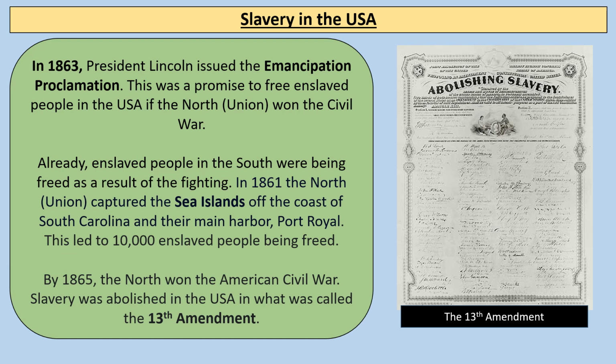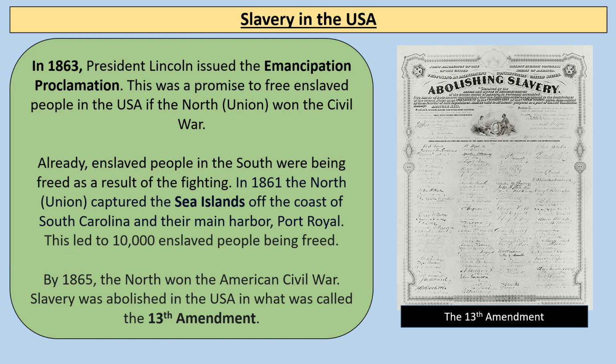For example, in 1861, the North captured the Sea Islands off the coast of South Carolina and the main harbor, which was called Port Royal, and that led to 10,000 enslaved people being freed. And during the conflict, many enslaved people escaped from the South, and many enslaved people began to fight for the Union Army in the Civil War.